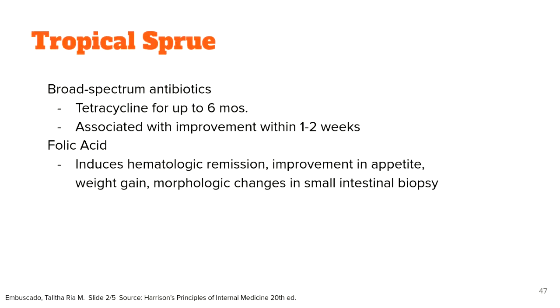So for tropical sprue, tetracycline is the most commonly used antibiotic. It should be used for up to 6 months and may be associated with improvement within 1 to 2 weeks. Folic acid alone induces hematologic remission as well as improvement in appetite, weight gain, and some morphologic changes in small intestinal biopsies. Because of marked folic deficiency, folic acid is most often given together with antibiotics.